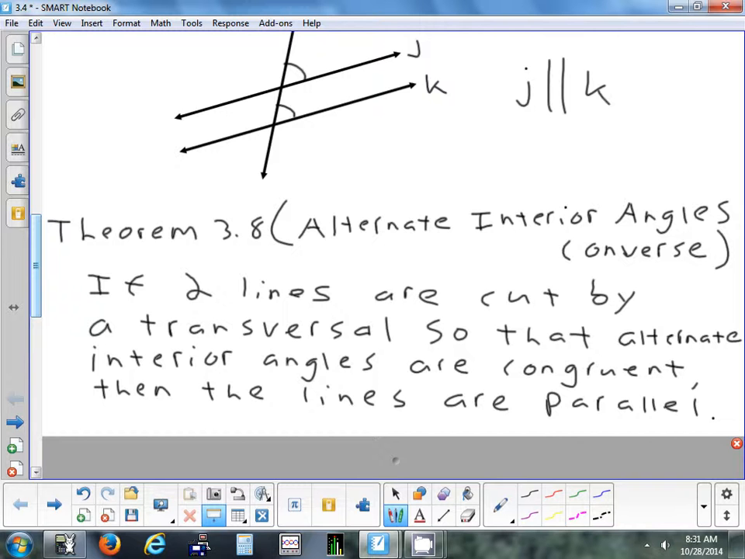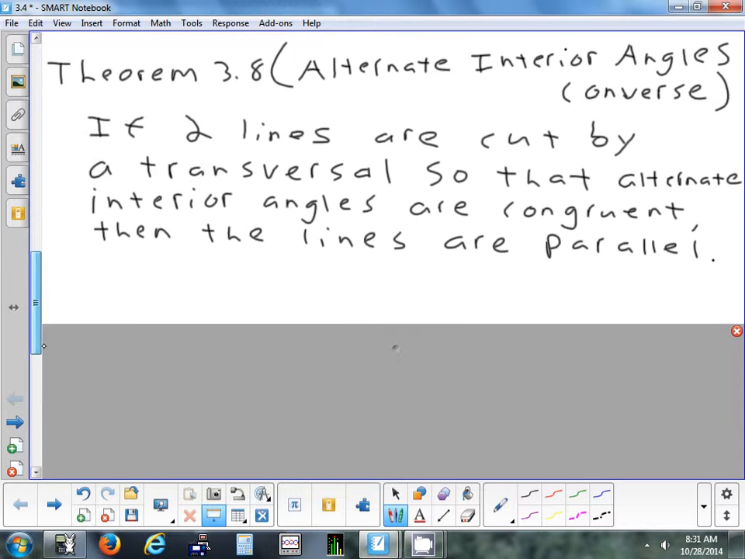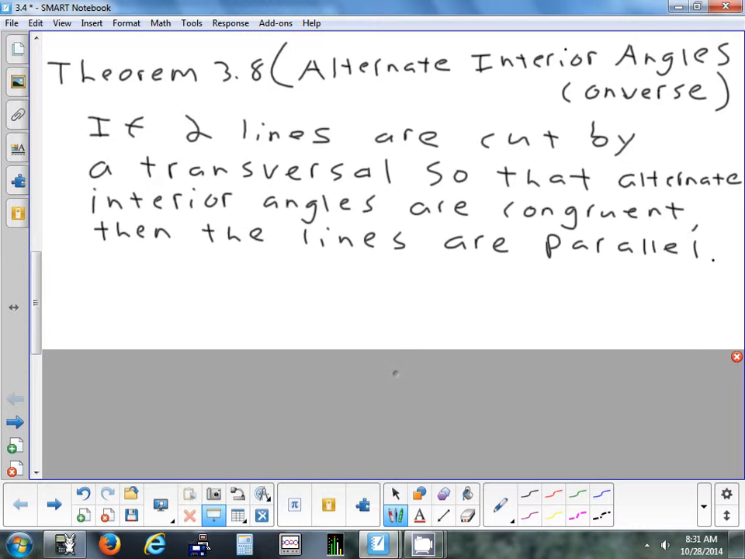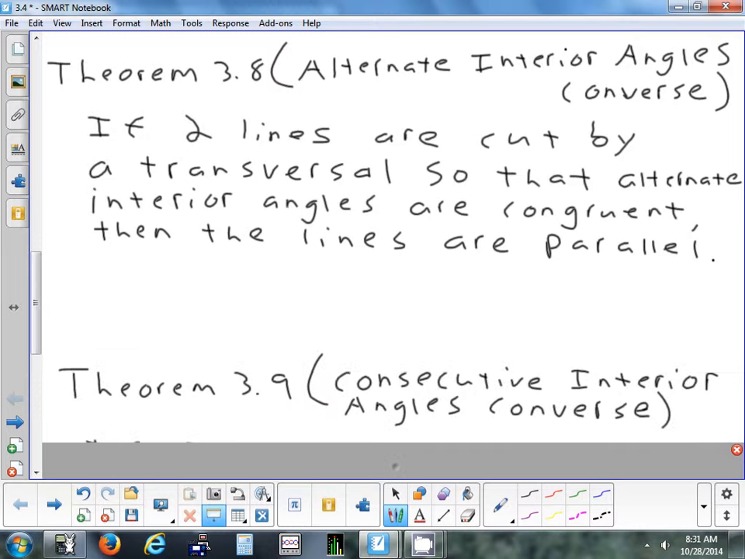Any question on theorem 3.8? If you want the picture, that's also on page 150. Does it have to be interior angles? For this theorem, yeah, for theorem 3.8. But there's other theorems too. What do you think theorem 3.9 is going to say? If you know the consecutive interior angles theorem, you can figure out what the consecutive interior angles converse theorem is.